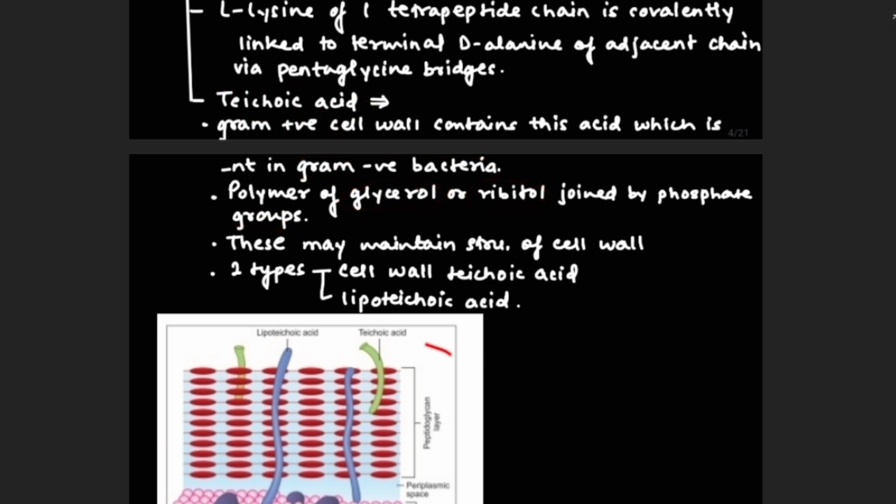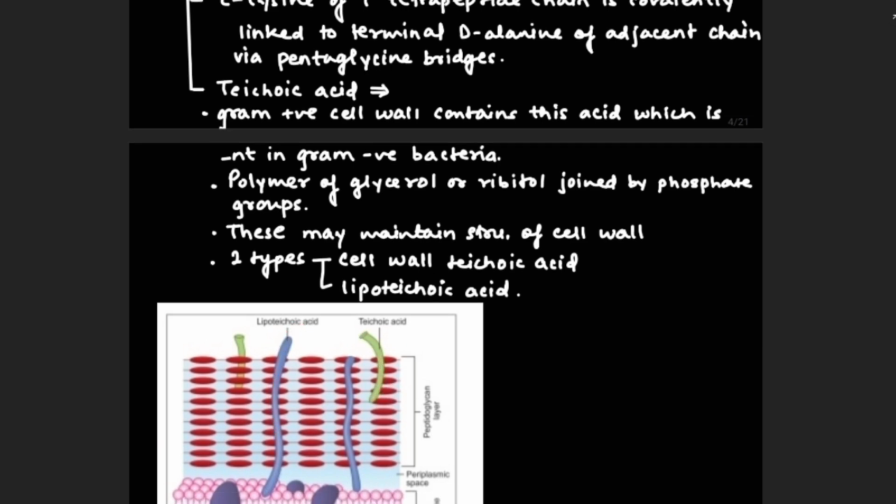So as you can see, this is a structure of gram positive cell wall. This is a teichoic acid, and this may maintain the structure of the cell wall. There are two types of teichoic acid. First is lipoteichoic acid and next is teichoic acid. So this was all about gram positive cell wall.